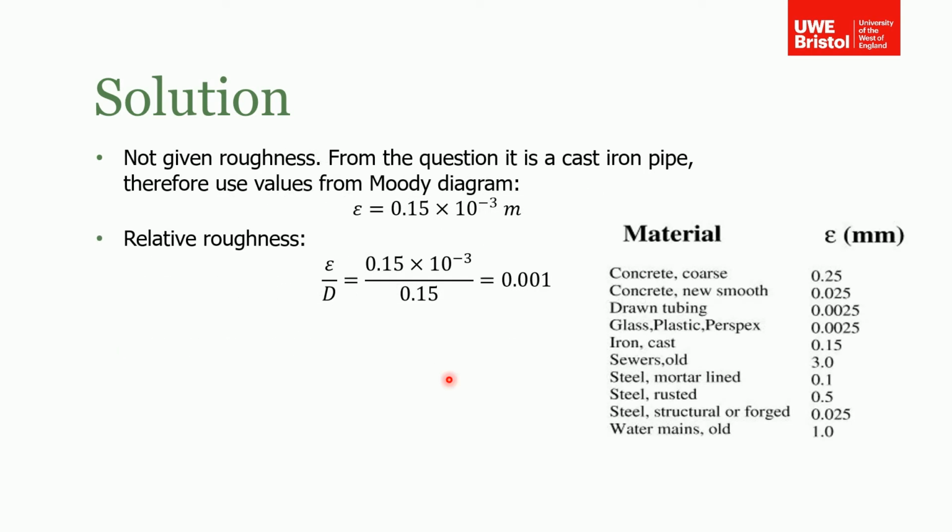Now we weren't told what the pipe roughness was in the question, but we were told that it's cast iron. And if you remember, in the bottom left hand corner of the Moody diagram, there's a list of typical roughnesses for common materials. So if we look up cast iron on this list and read across, we can see that it has a value of 0.15 millimeters. We need to make sure we've got it in the right units. So we can then put this in to calculate the relative pipe roughness, which comes out to be 0.001.